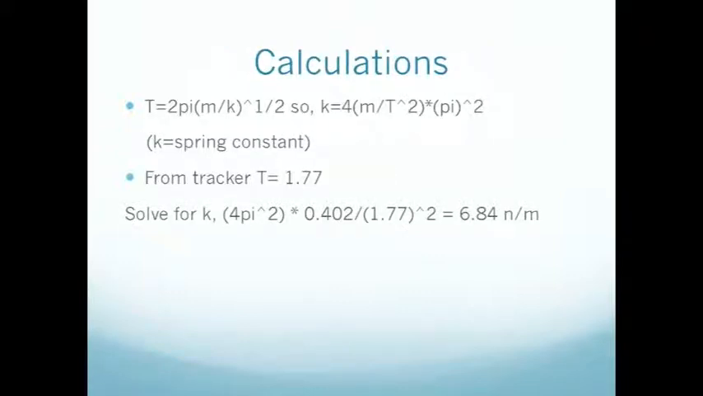We then utilized the spring equation and found the period for the oscillation of the string and tracker to find out the unknown spring constant as seen here, which turned out to equal approximately 6.84 newtons per meter. We are now ready to construct the code for this model.